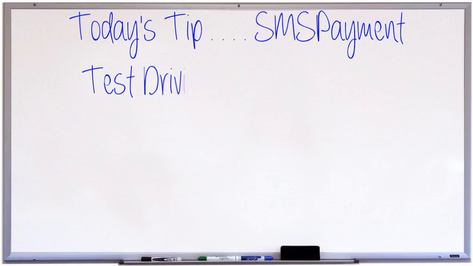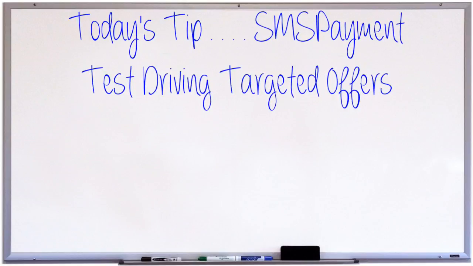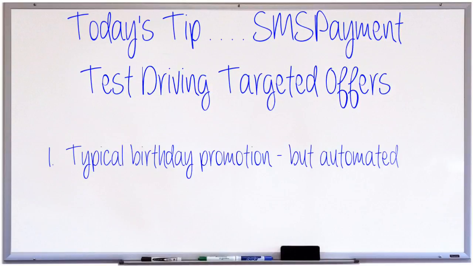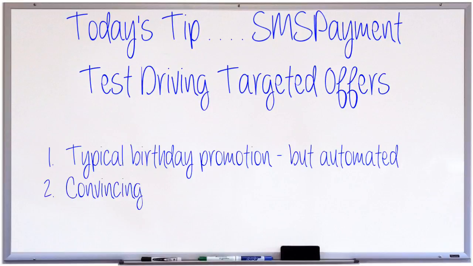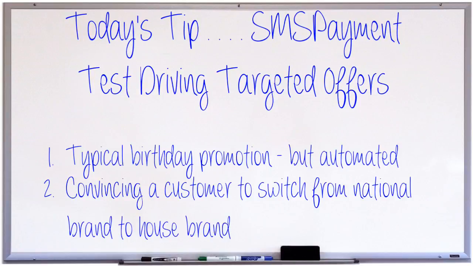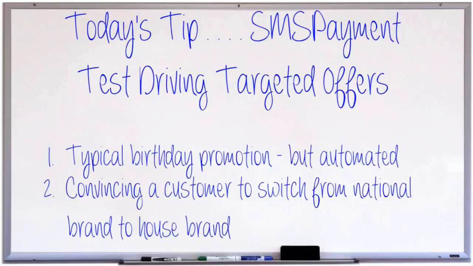Hey guys, in this week's tip, we're going to continue with our series of taking a look at the features and functions of SMS payment, this time taking a look at the targeted offers functionality. Today, we're going to do a typical birthday promotion, only this time we're going to automate it, and then secondarily, we're going to take a look at trying to convince a customer to switch from their typical national brand item over to our house brand item of that same type. So, without further ado, let's hop in.